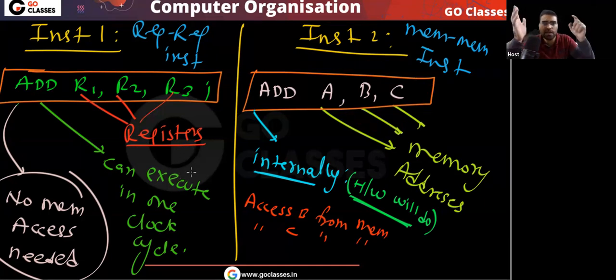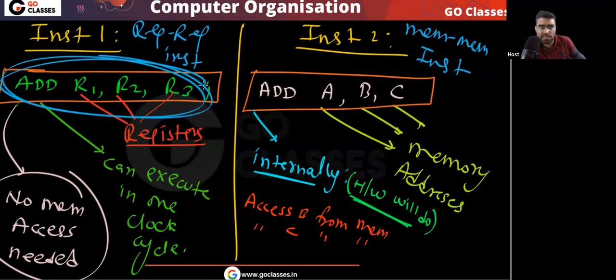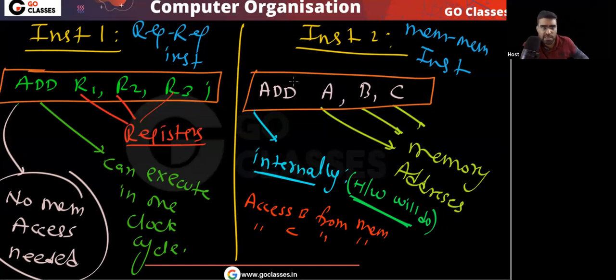Again, I am telling you, what is the most expensive operation in your computer? That is memory operation. When you have to access the main memory, that is the most expensive operation. The addition operation is not expensive; the ALU can perform the addition very fast. Register access is also very simple, so you can do it in one clock cycle. But the most expensive operation is memory access. If you have to access the main memory, then many clock cycles will be needed.